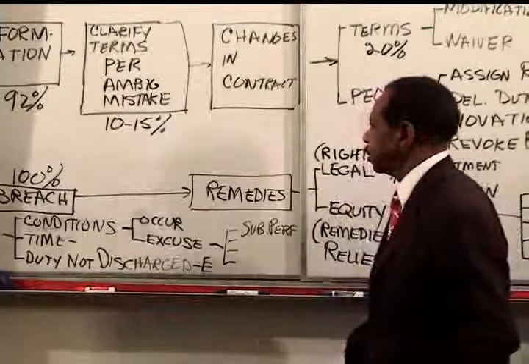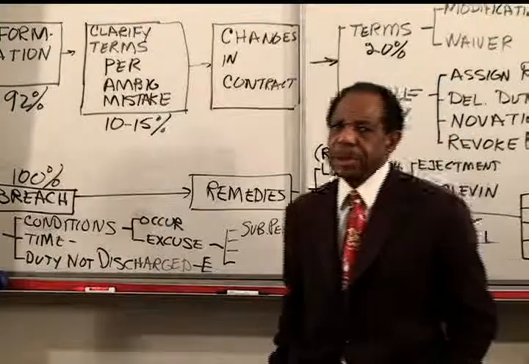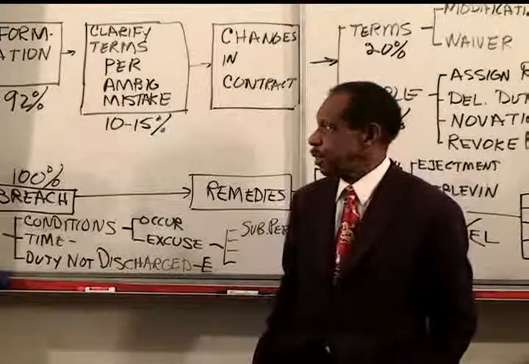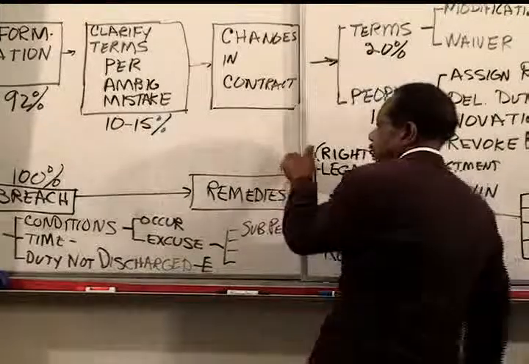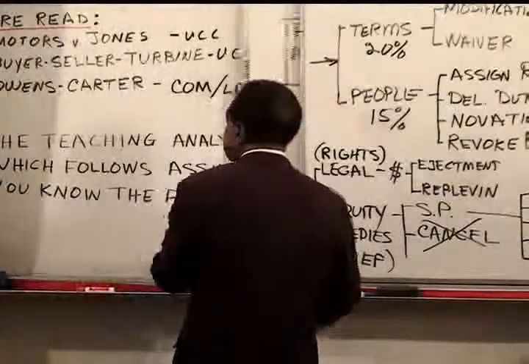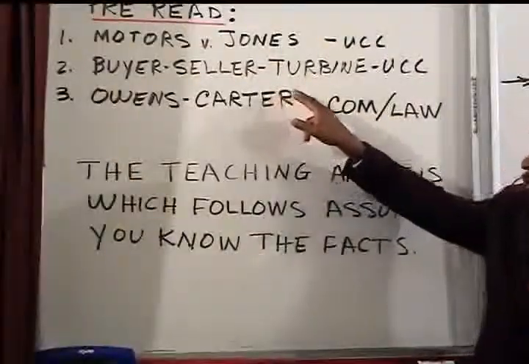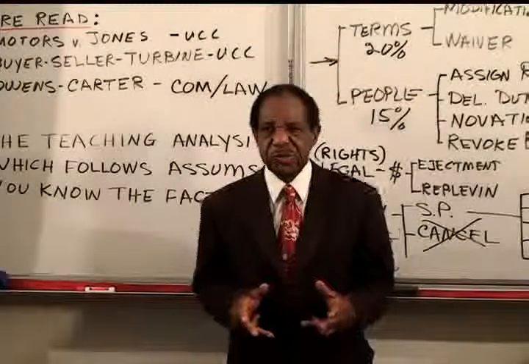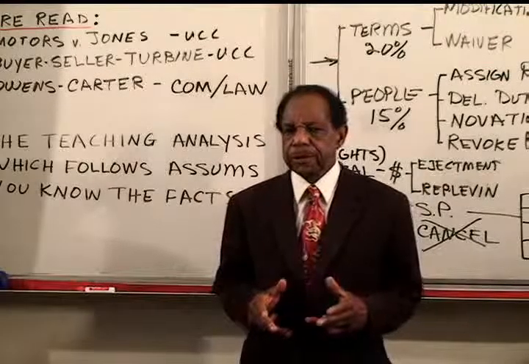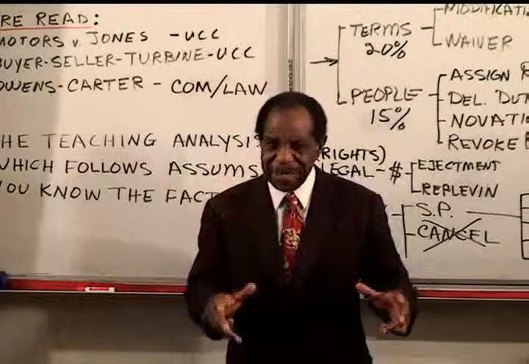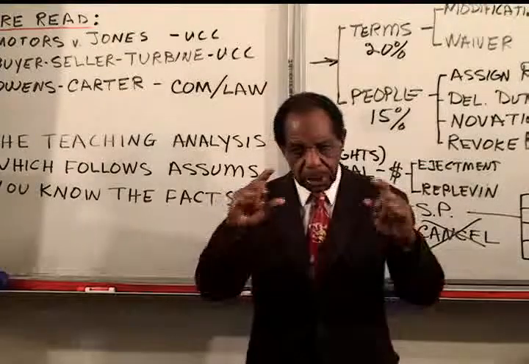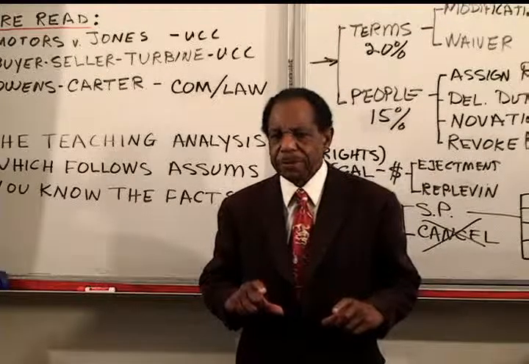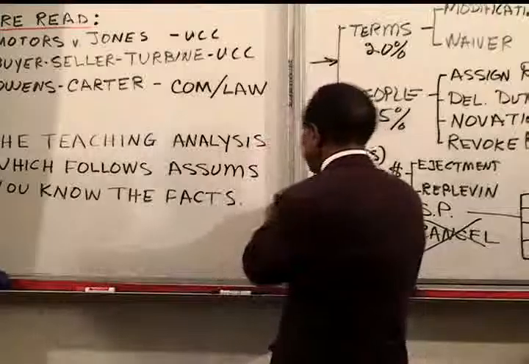What we are going to do next is we're going to take these principles and we're going to apply them to some contracts problems, the contracts problems that I told you about, the ones that you need to read: Motors versus Jones, Buyer-Seller-Turbine, and the Owens-Carter problem. And the first thing we're going to do with these problems is that when you look at the facts that the bar examiners have presented to you, I want you to see how you can organize the facts that they gave you.